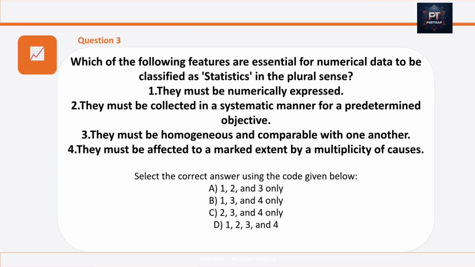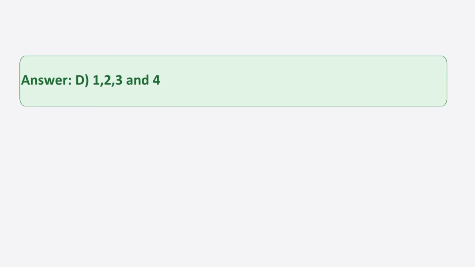Question number 3 is, which of the following features are essential for numerical data to be classified as statistic in the plural sense? Number 1. They must be numerically expressed. Number 2. They must be collected in a systematic manner for a predetermined objective. Number 3. They must be homogeneous and comparable with one another. Option 4. They must be affected to a marked extent by a multiplicity of causes. Select the correct answer using the code given below, and the answer is option D. All are correct.